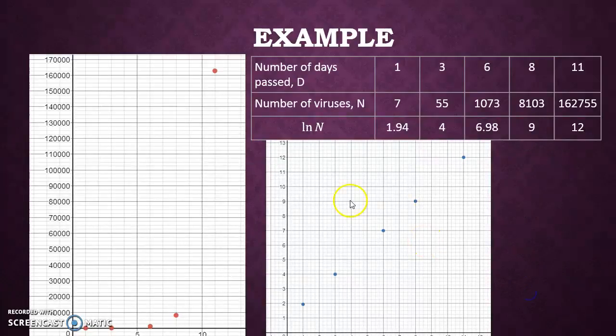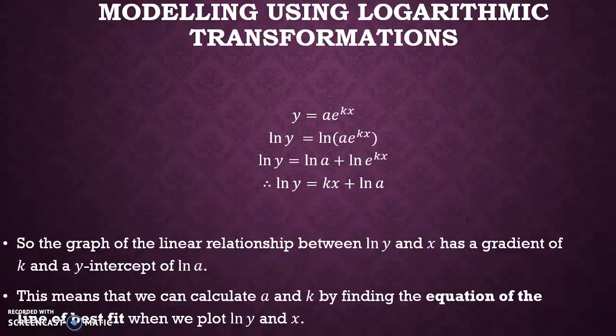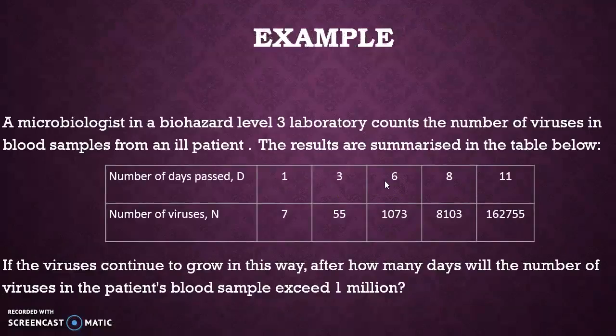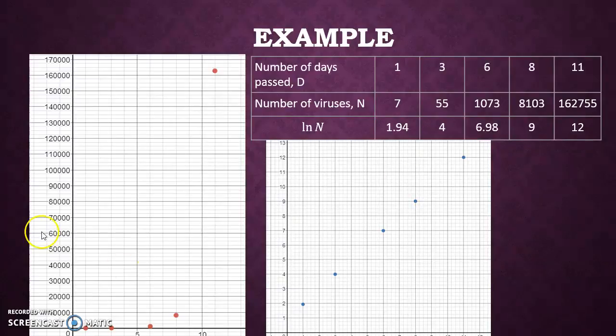So if we graph them, this graph here on the left is the exponential growth. That's the actual data values. What we're going to look at doing now, just like we had in this equation here, is taking the log of the y values, equals kx plus log a. Our number of viruses is our y value, so we're going to take the log of the number of viruses.